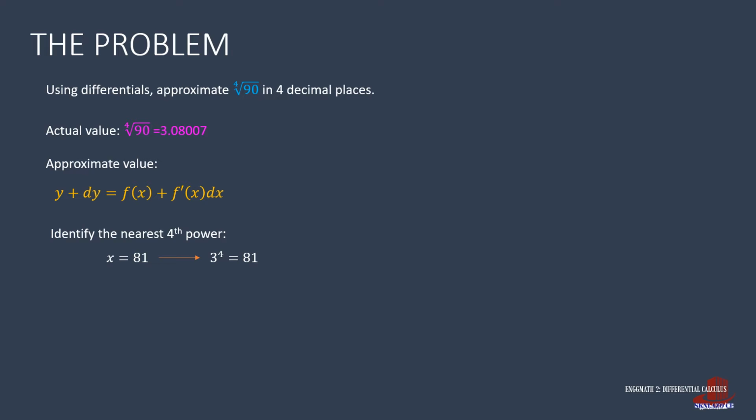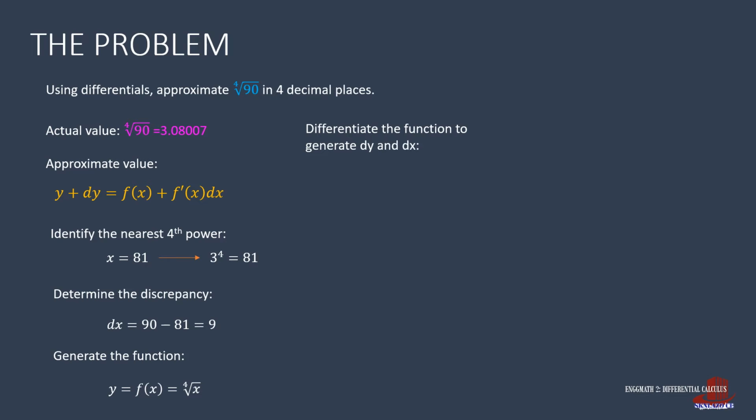With 81 covering a big chunk of the approximation, we are left with a discrepancy of 9, which we consider as dx. Compute for the adjustment by generating a function, which is y, also the function of x, equated to the fourth root of x. Complete the working equation by coming up with dy and dx. This is done by differentiating the function.